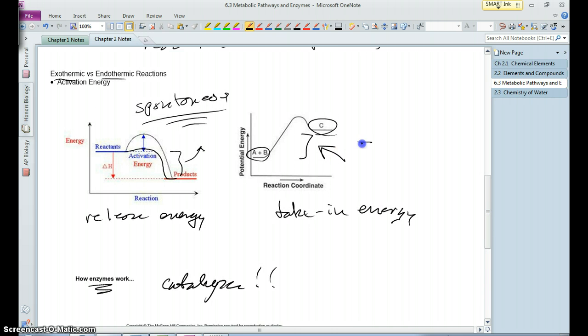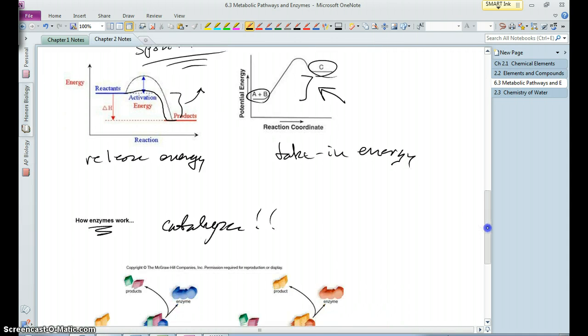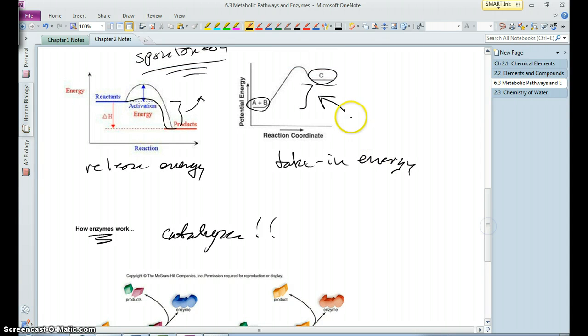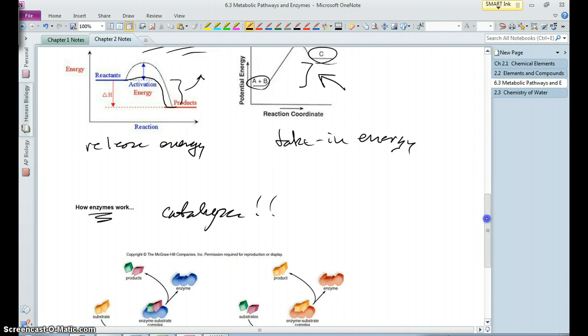Now, these reactions as well will require enzymes to help facilitate them, but it doesn't do that by necessarily lowering the activation energy. Lots of energy is needed to be put in to get them to work.